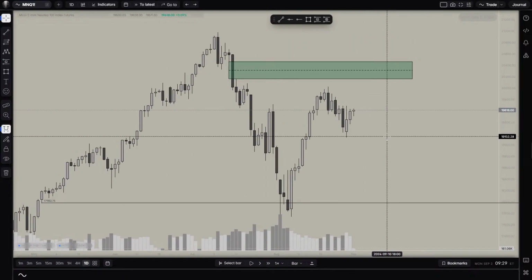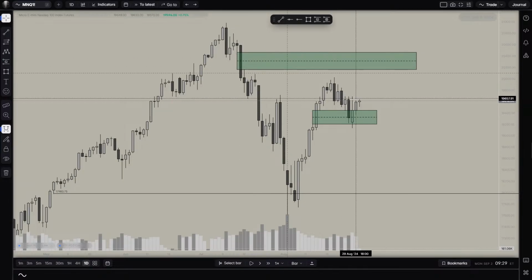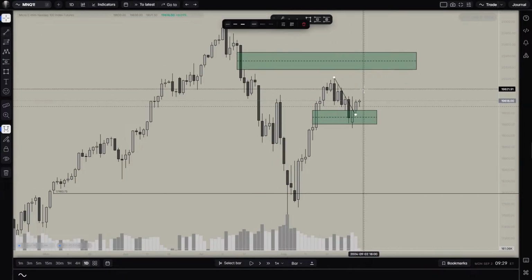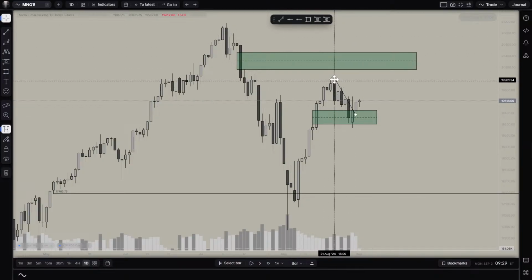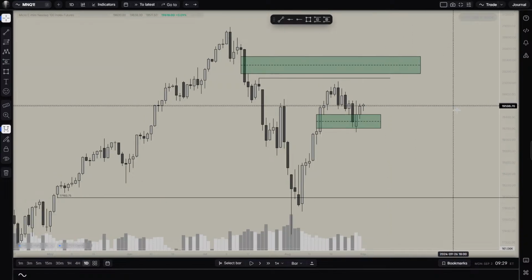So on daily, price looks bullish. It has tapped into this gap. Respecting this, we have a daily gap to be filled. We have a lot of liquidity which has been generated, and also we have relative equal highs.